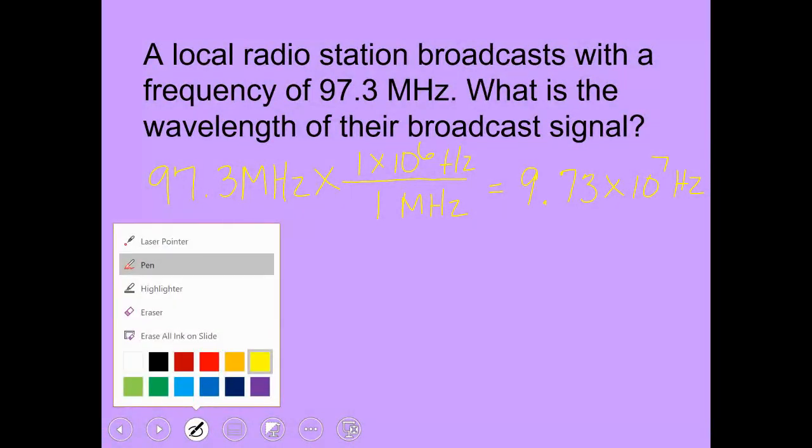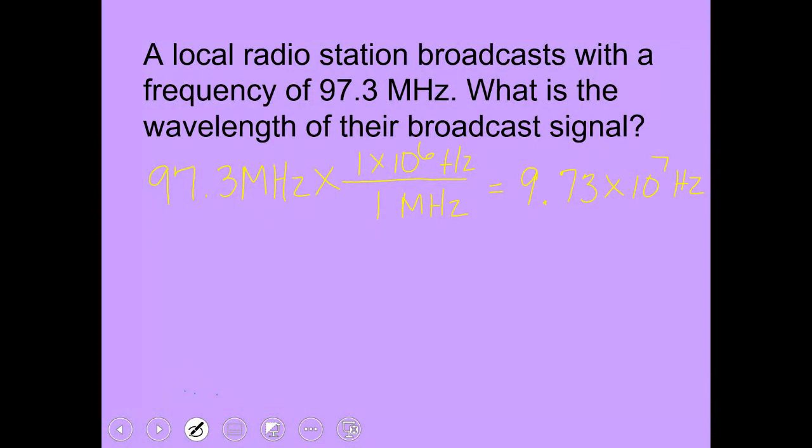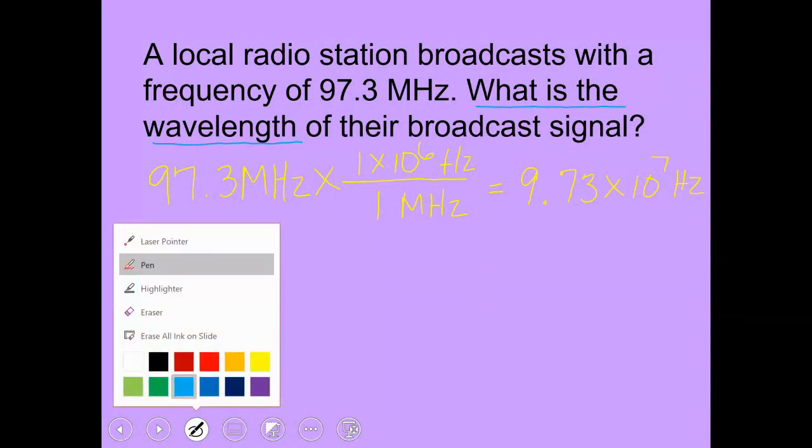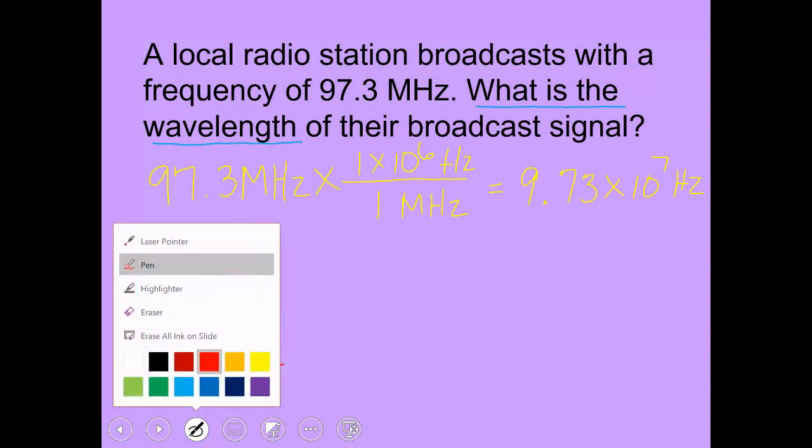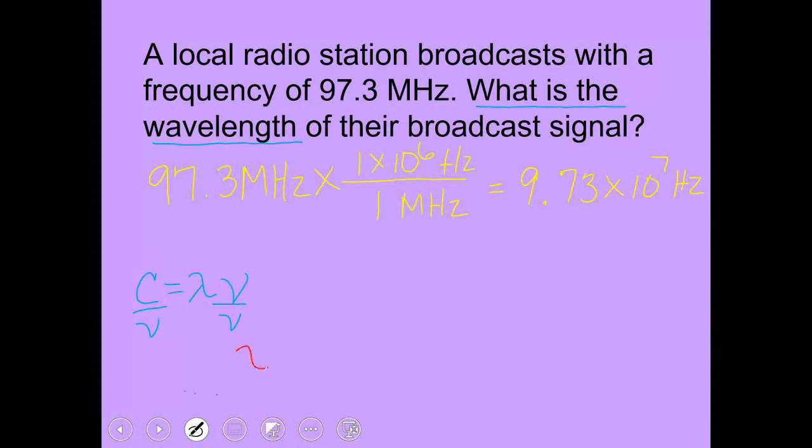So remember, we have the equation. C is equal to wavelength times frequency. That's a little tough to see, so I'll switch colors here in a second. But to get the wavelength, because that's what we're trying to find, you would have to divide both sides by the frequency. So, whoops, that's not actually what I wanted to do. Hold on. So wavelength is equal to C over the frequency.